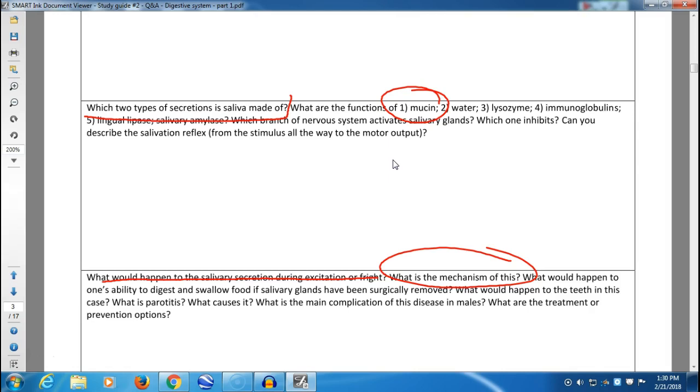Parotitis is inflammation of the salivary glands, extrinsic salivary glands, caused by a virus. In males, it can cause infertility because of complications in the testes. And there's no treatment. For prevention, you can vaccinate.